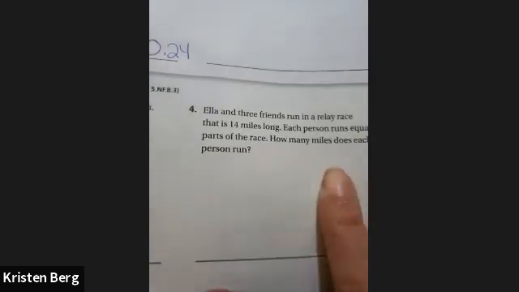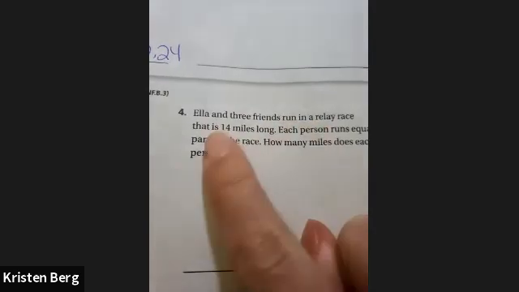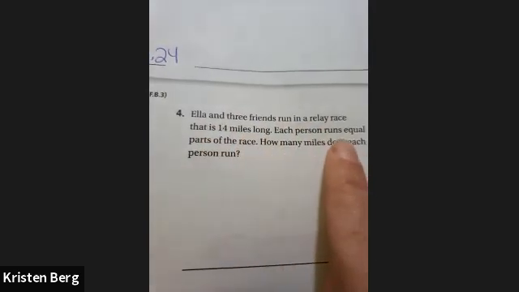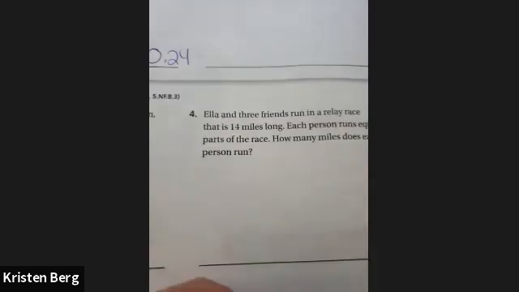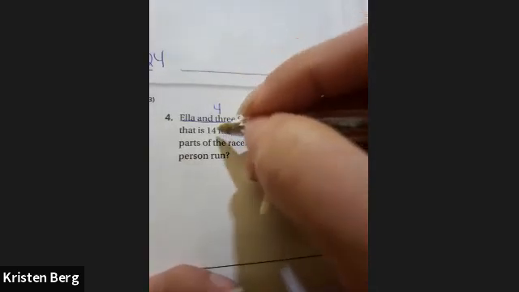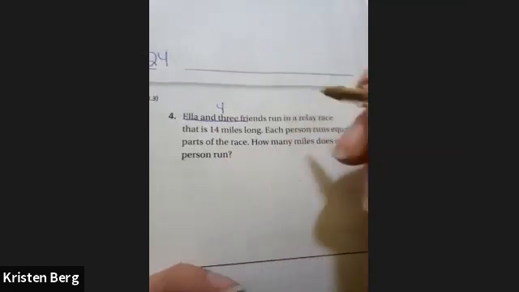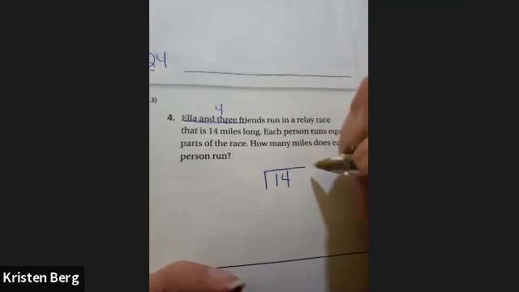And then I'm going to do this one with you. It says Ella and 3 friends run in a relay race that is 14 miles long. Each person runs in equal parts of the race. How many miles does each person have to run? So Ella and 3 friends, well, that comes out to be 4 people. So keep that in mind, we are going to go 14 miles. So we got to see how many 4s are going to go into this 14. We got to divide this evenly amongst everybody. So I'm going to take 14 and I'm going to divide it amongst 4 people.